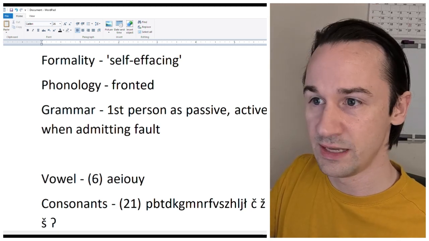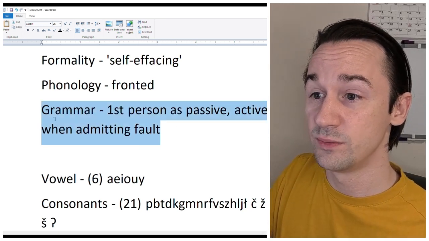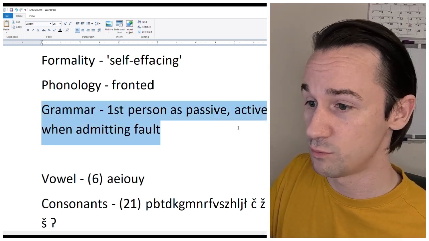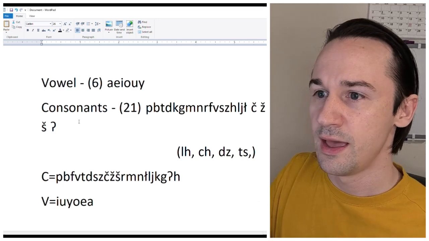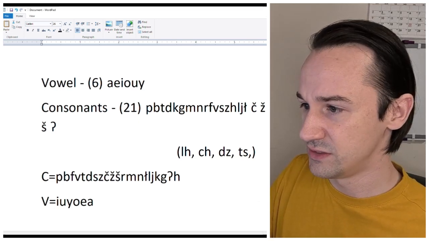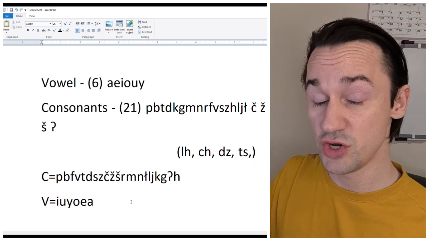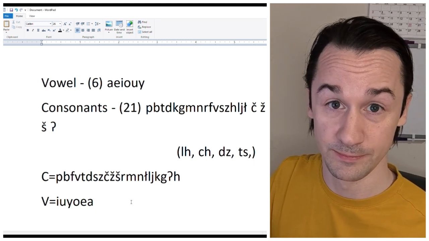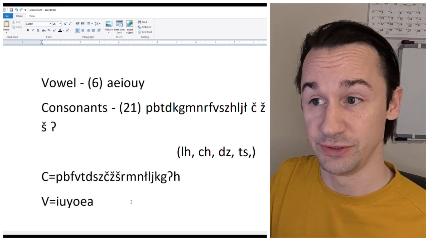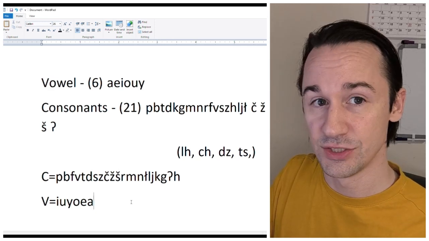So we have our self-effacing language. The phonology is very fronted. We haven't talked about this yet. That's fine. We're nowhere near getting there. And then our consonant and vowel inventory is ready. We have our graphemes so that I can actually type this language with no problem on my actual keyboard. So now we can dive into actually forming words and then getting into the grammar.